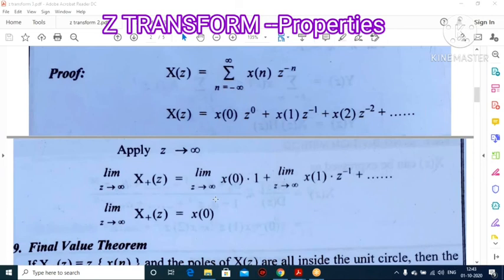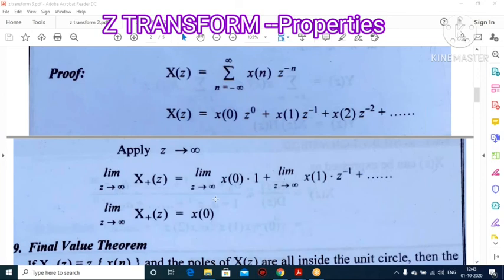Okay, so only you can get it. The remaining terms all become infinite in the denominator, that is 0. So the first term will be x of 0. This is the initial value theorem. So remember this property: limit z tends to infinity of X plus of z equals x of 0. Similarly for the final value theorem.